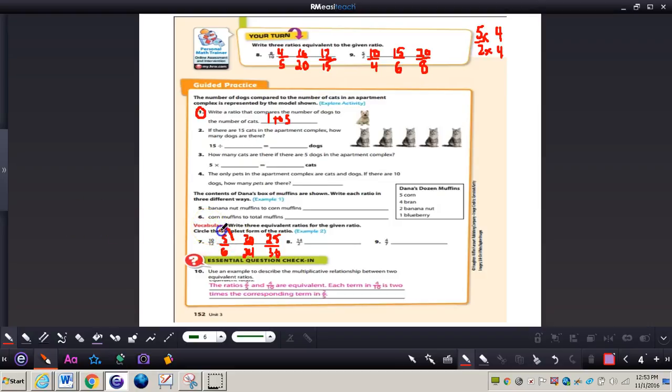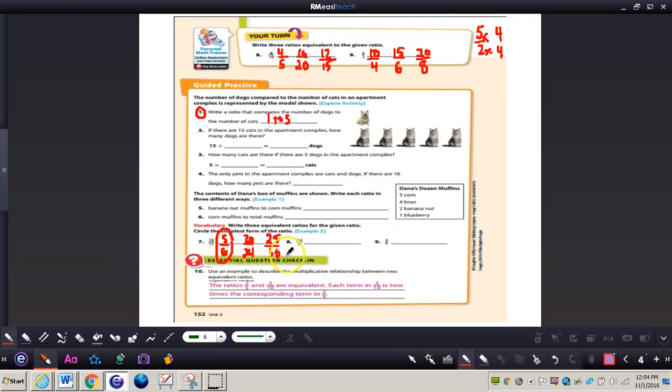So for number 7, you can see I circled 5 over 6 for the answer. And then also remember with finding equivalent ratios, as long as you multiply both numerator and denominator by the same number, you'll get the equivalent ratio. So 5 to 6, I multiplied both numerator and denominator by 4, 20 over 24. 5 over 6 multiplied numerator and denominator by 5, 25 over 30, 25 to 30 for that ratio.